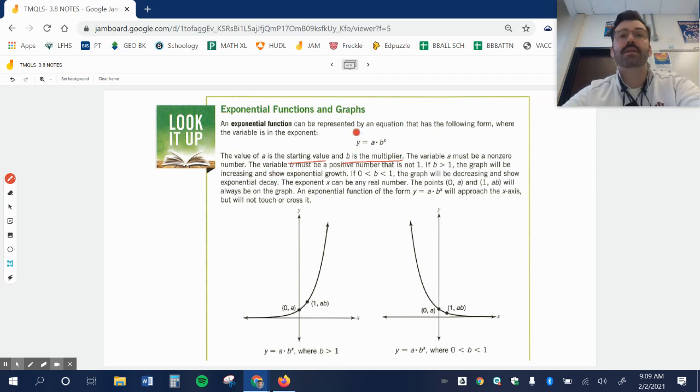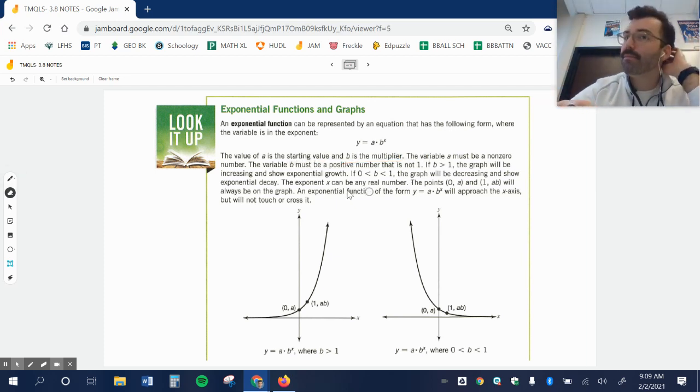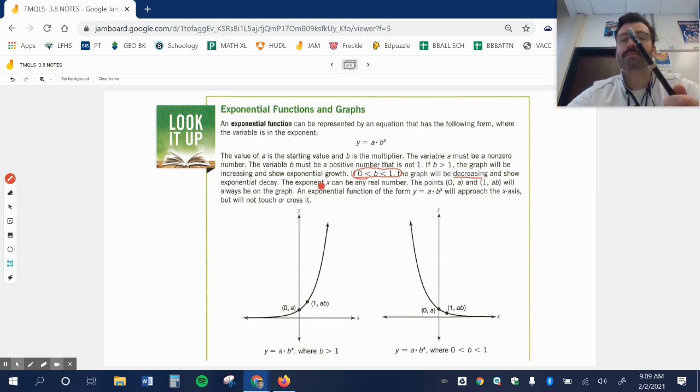The variable B must be positive. That's always going to be positive, but it can be between 0 and 1, or it can be greater than 1. It's not going to be less than 0. If we have a fraction, so a number between 0 and 1, or a decimal that's less than 1, our graph will be decreasing. This is kind of like exponential decay.